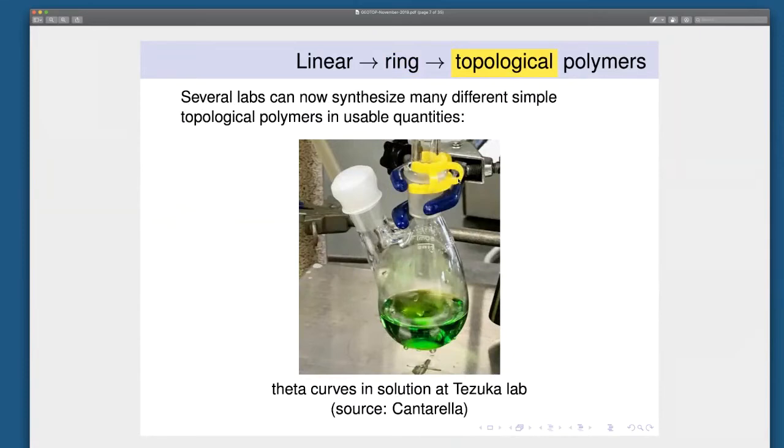So it's now the case that several labs can synthesize topological polymers in quantities large enough to study. For instance, here is a picture that I took at the Tezuka lab at Tokyo Tech, and this is a beaker of theta curves. I always have to stop for a minute to appreciate this, because somewhere in the world there is a beaker of theta curves, and it's green. This is fascinating to me.